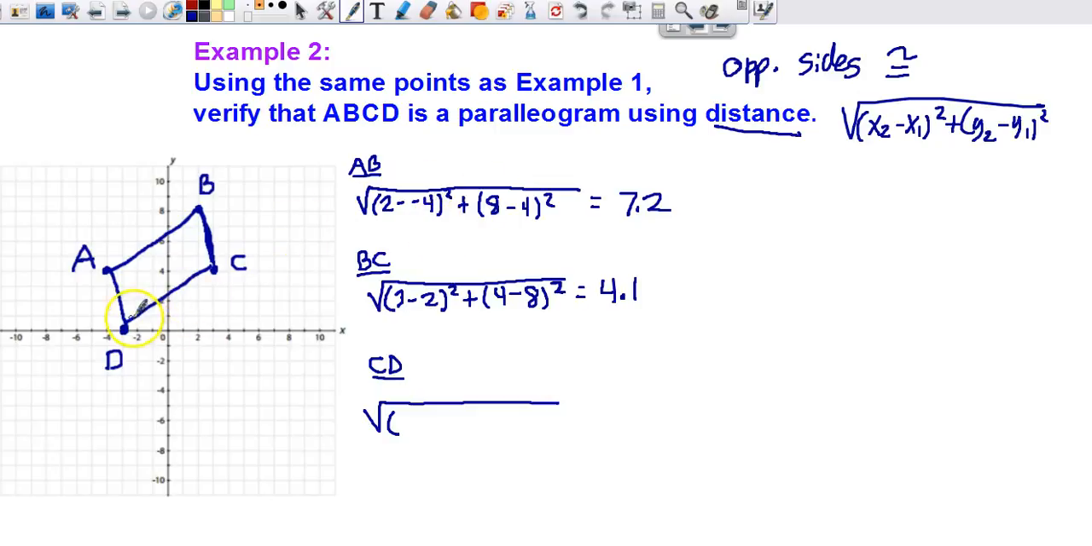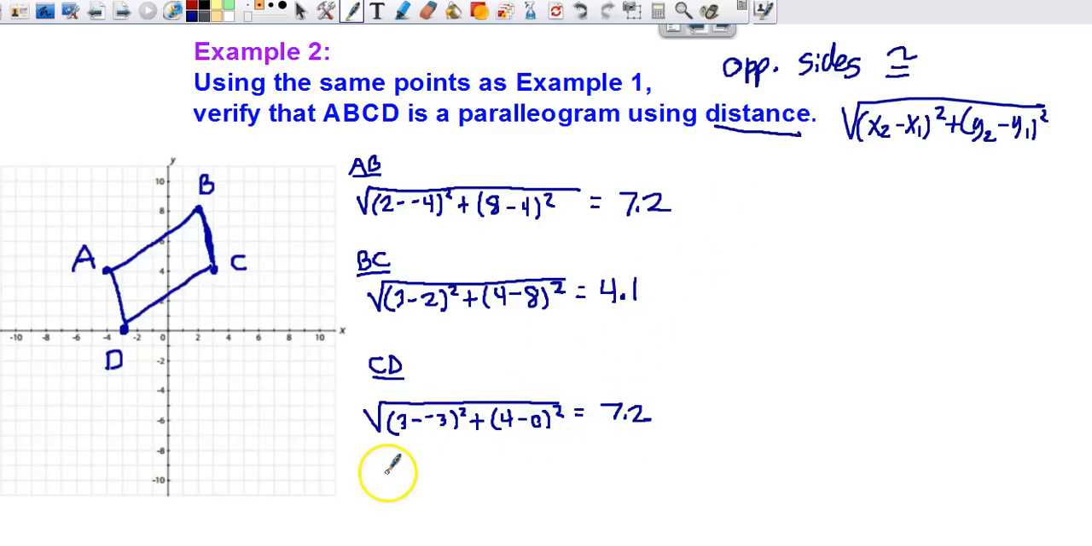CD is going to be x2 minus x1, so 3 and negative 3. 3 minus negative 3 is 3 plus 3. That's going to be 6. And the y's will be 4 and 0. So 4 minus 0. That's going to be 4. So 6 squared plus 4 squared. That same thing as here. That's going to be 7.2. You can double check that in the calculator.